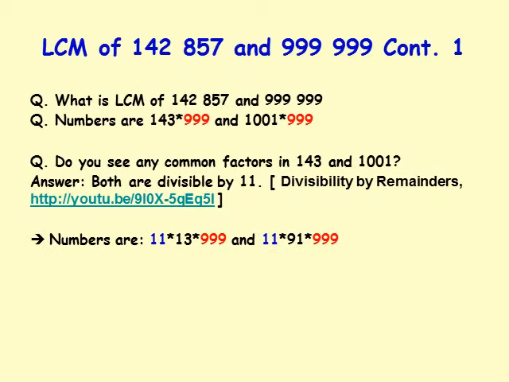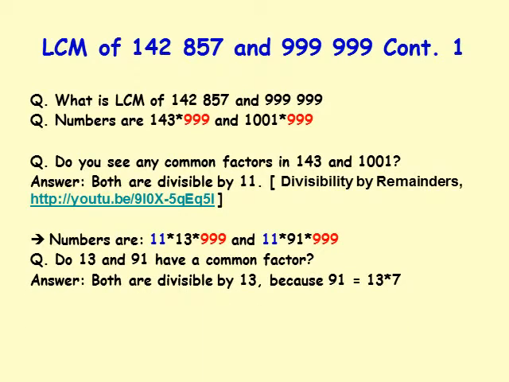Okay, let's talk about the numbers. So the two numbers are now 11 times 13. 143 is 11 times 13, and 1001 is 11 times 91. So 11 is a common factor, 999 is a common factor, and this 13 and 91 we have to resolve further. Do 13 and 91 have a common factor? Both are divisible by 13 because 91 is equal to 13 times 7.